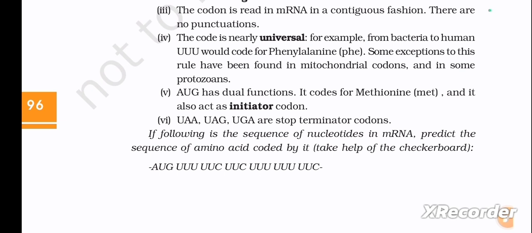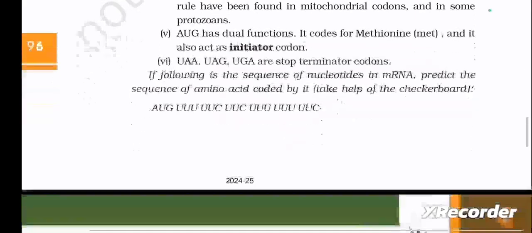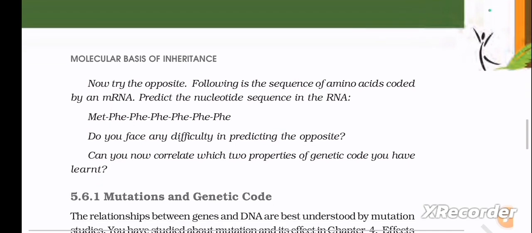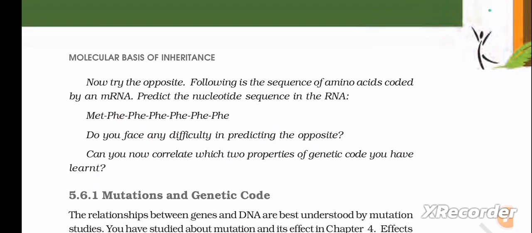If the following is the sequence of nucleotides in mRNA, predict the sequence of amino acids coded by it. Take help of the checkerboard. Okay, you can check it out once. Now try the opposite. Following is a sequence of amino acids coded by an mRNA. Predict the nucleotide sequence in the RNA. Do you face any difficulty in predicting the opposite? Can you now correlate which two properties of genetic code you have learned?